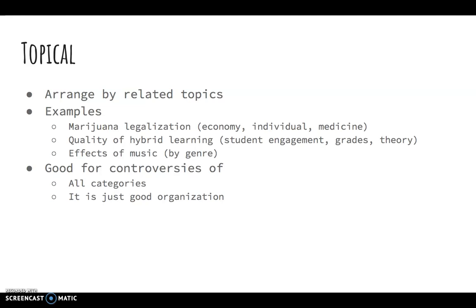Other examples would be like if you're studying hybrid learning, you could do engagement, grades, and theory. If you were doing music, you could do by different genre, just different categories. Topical organization is good for all controversy categories because it can really fit with anything that has a topic. Your reader knows how to group things with this pattern, and it firmly establishes an idea before it moves on to the next one.